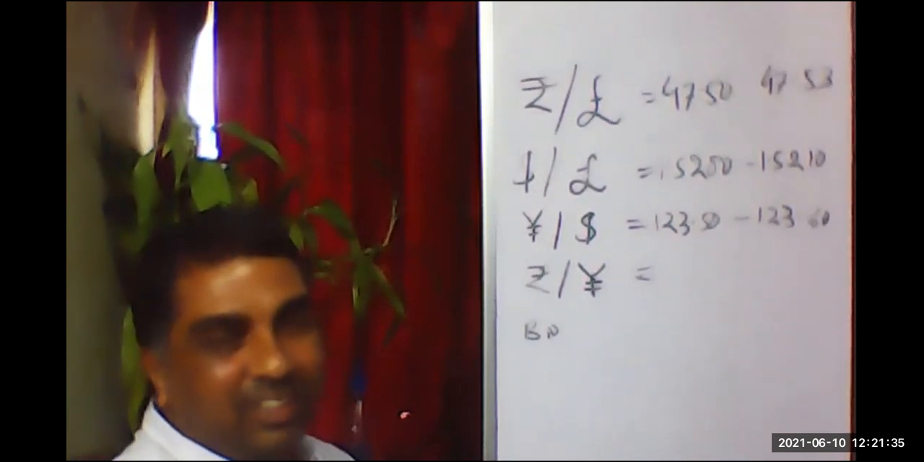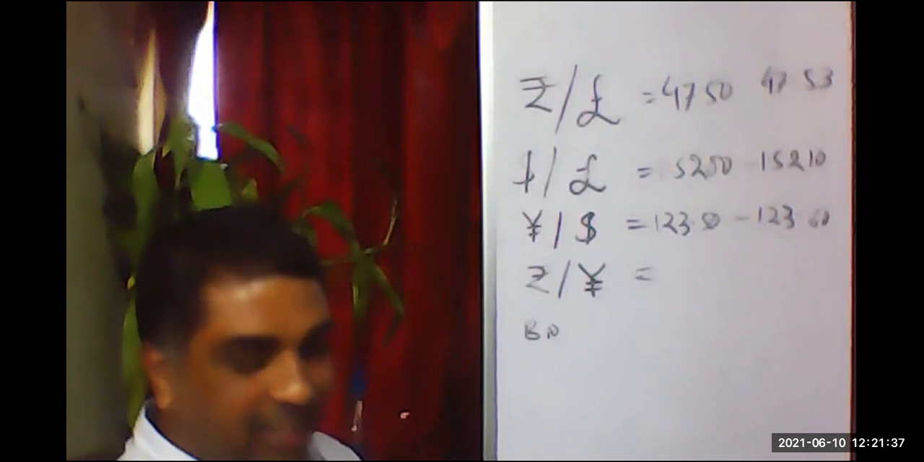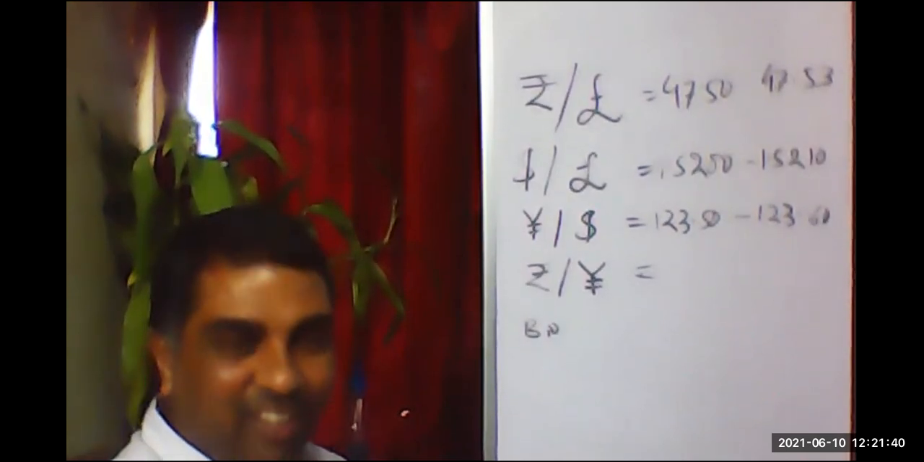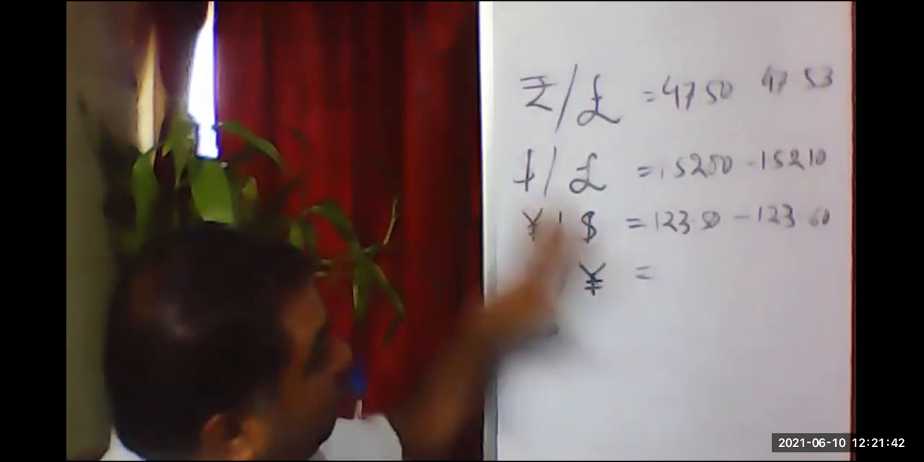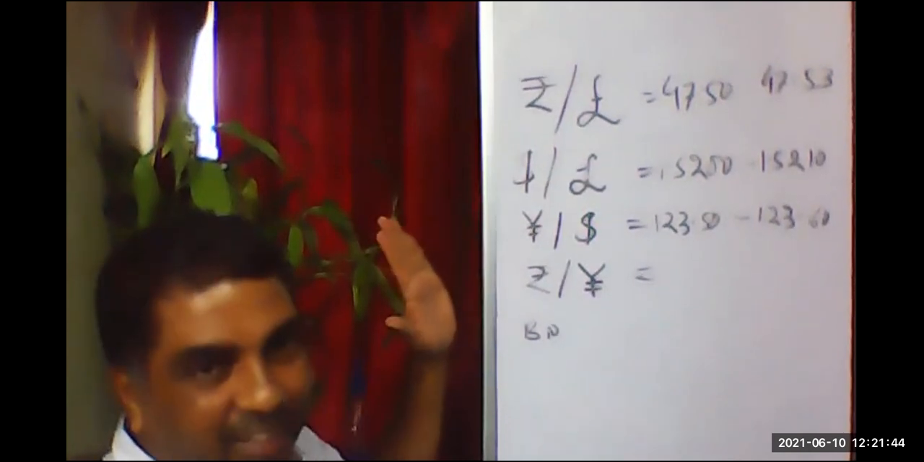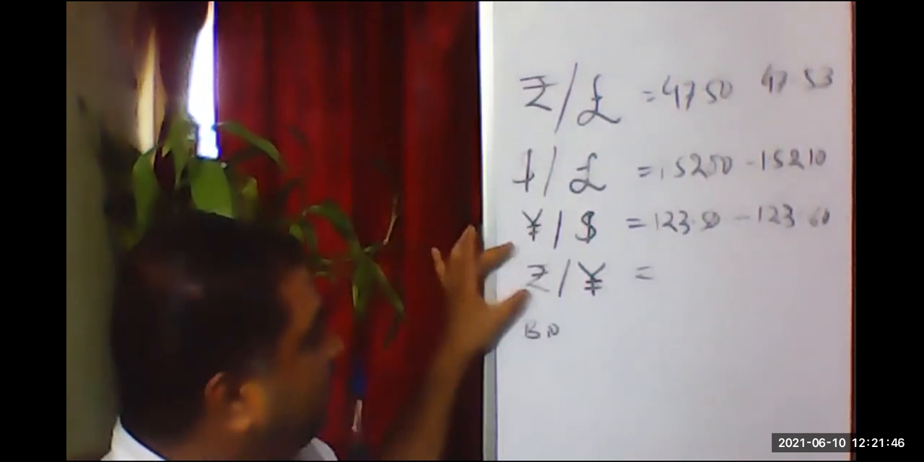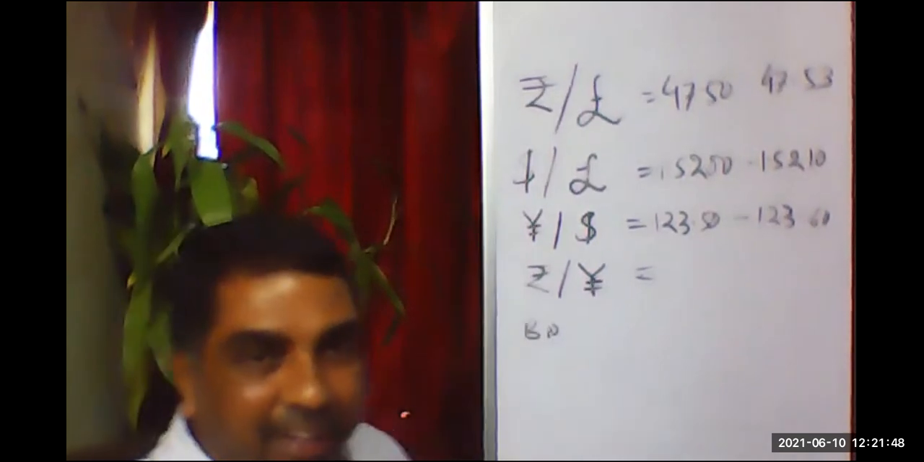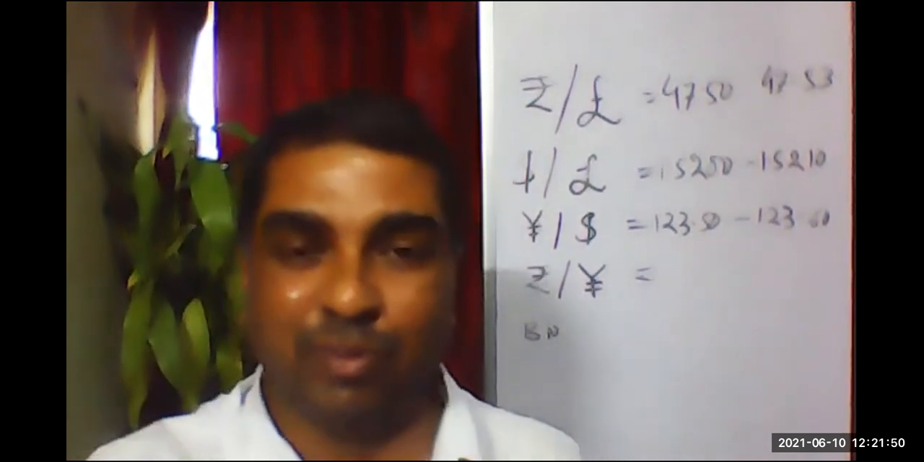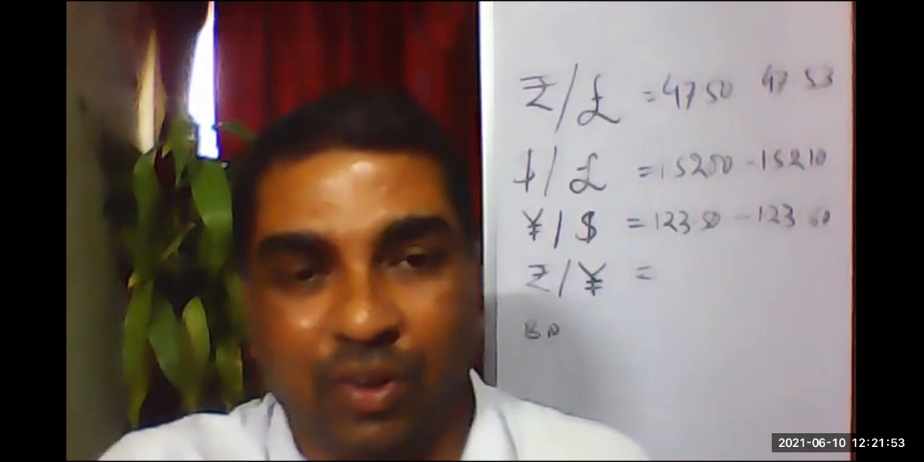Okay, now this is the task for you. You think over it. Next class we will be solving it. But all of you, please try. You can take a snapshot if you want. This is the question for you. This you have to solve: rupee by yen. The bid rate you have to find out, and the ask also you have to find. Okay, friends.